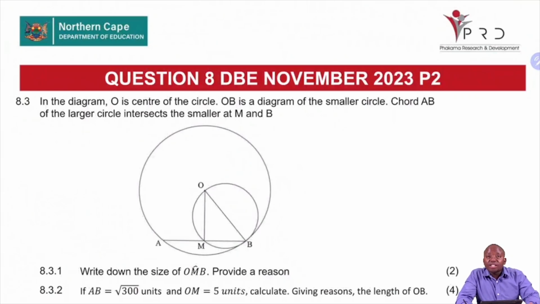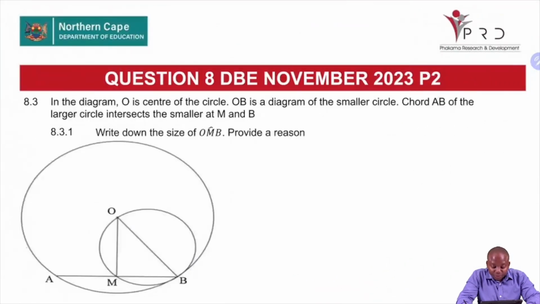Now let us discuss the solutions to this activity. We are told that in the diagram, O is the center of the circle. OB is, it's not a diagram, it's a diameter. It's supposed to say diameter there, of the smaller circle. So OB is a diameter.